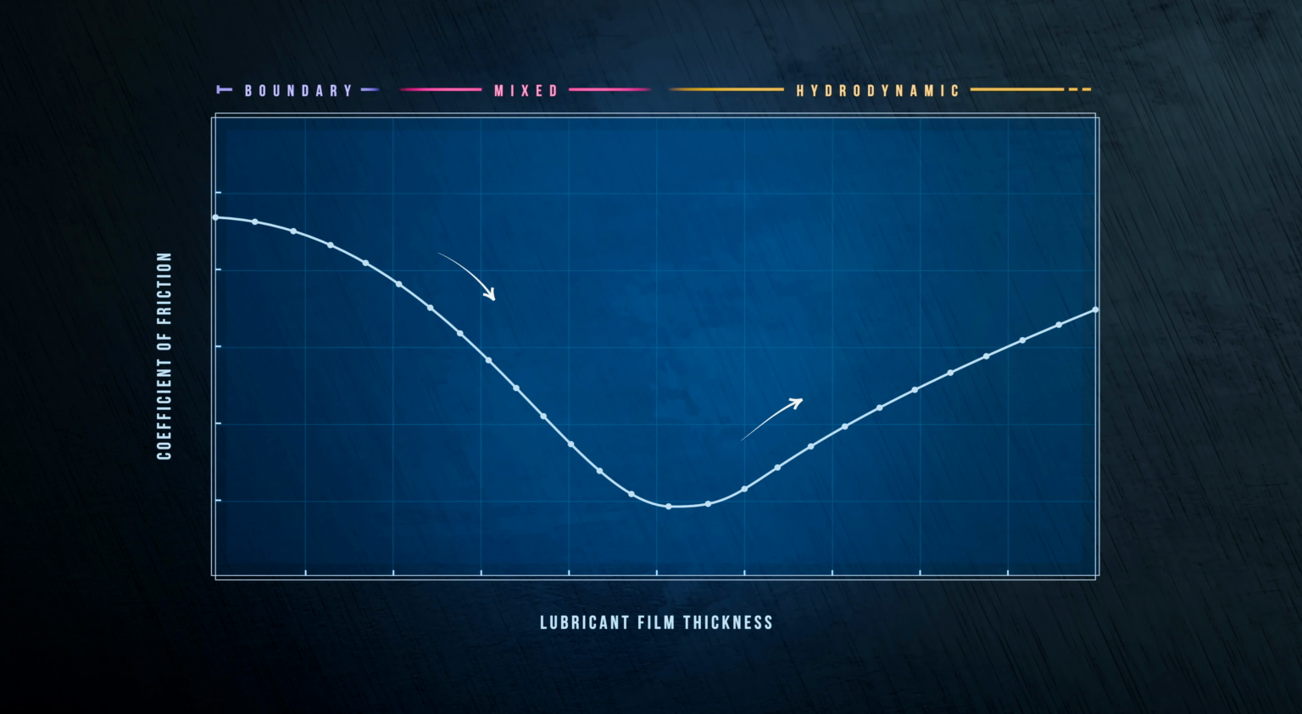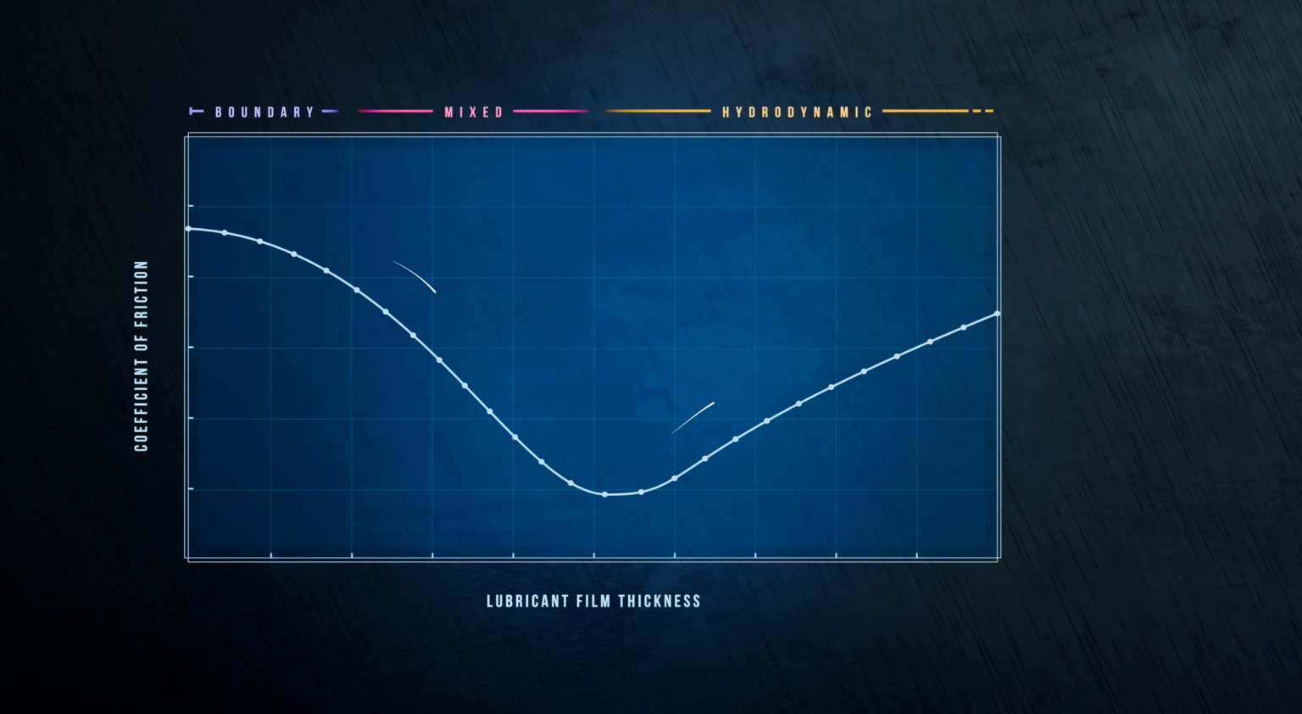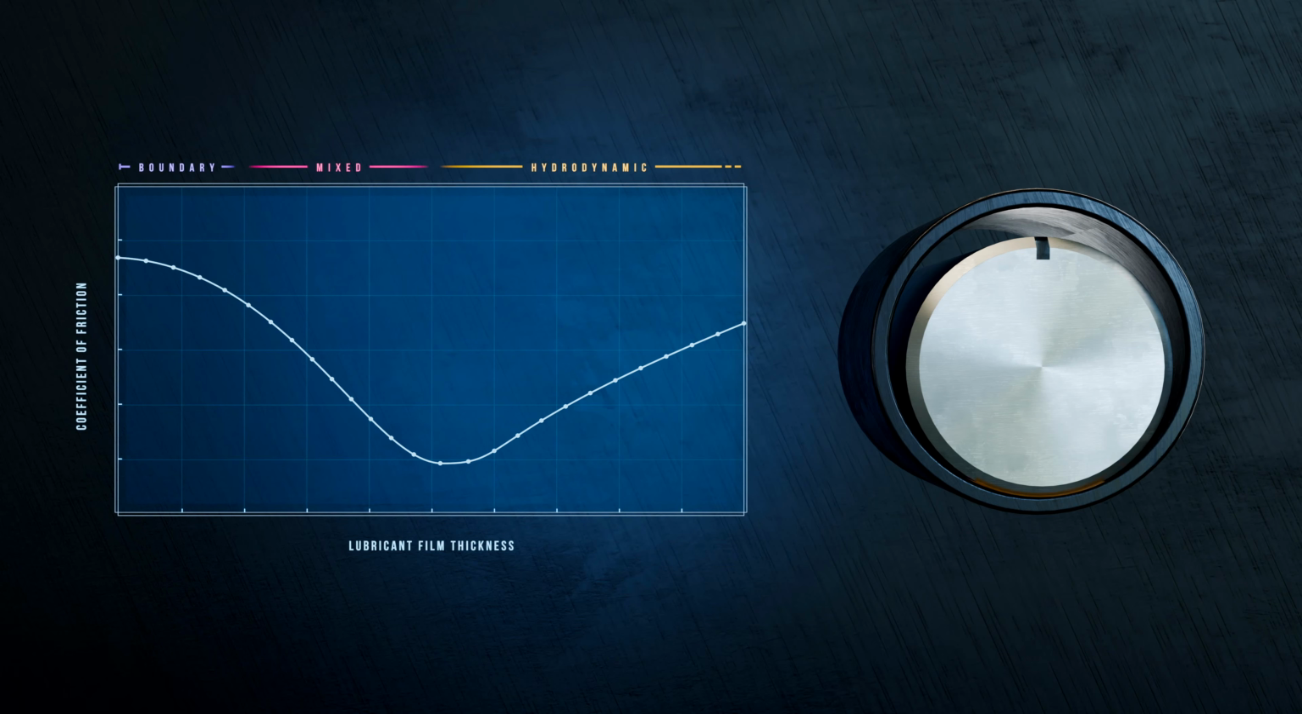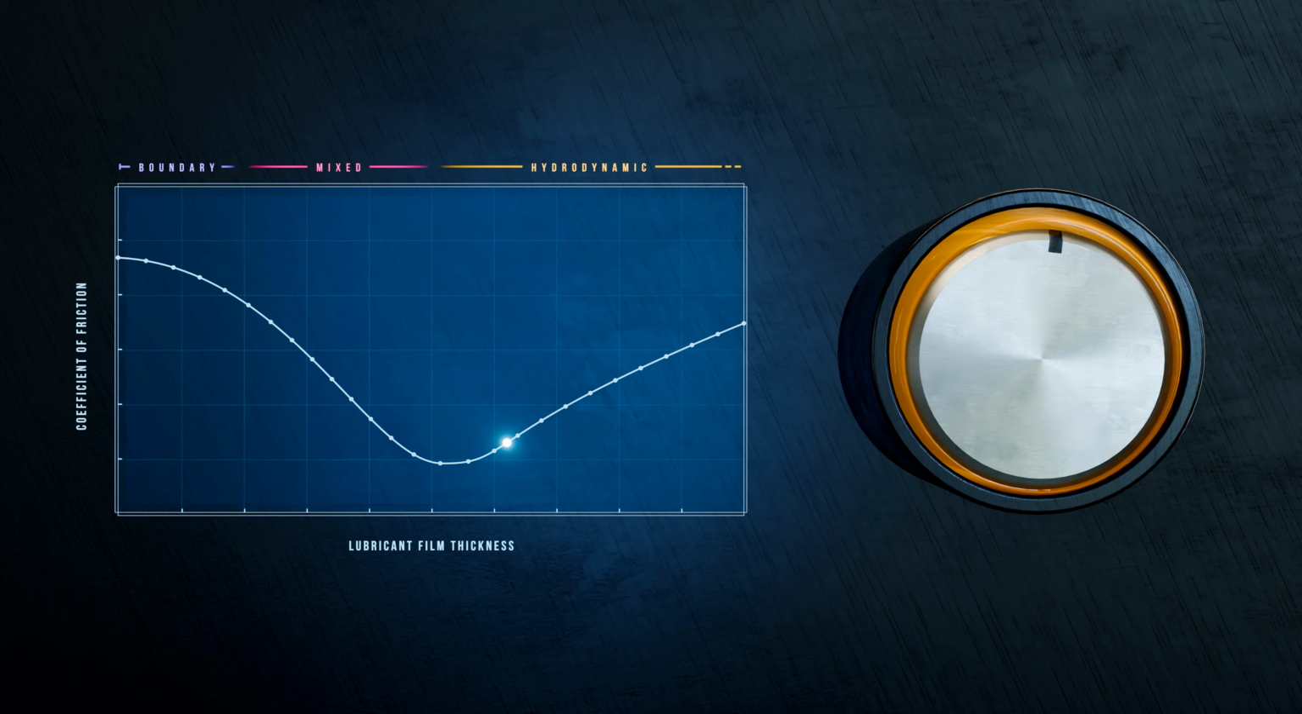The same system can pass through all three regimes, depending on the operating conditions. Consider a spinning shaft inside a lubricated sleeve. When the shaft is still, there's no motion to draw lubricant into the gap, so metal-to-metal contact dominates, and friction is high. As the shaft begins to rotate, the relative motion between surfaces entrains lubricant into the contact area. This builds a thin fluid film, gradually reducing friction as mechanical contact between the two surfaces reduces. With increasing speed, the film becomes thick enough to fully separate the surfaces, entering the hydrodynamic regime.